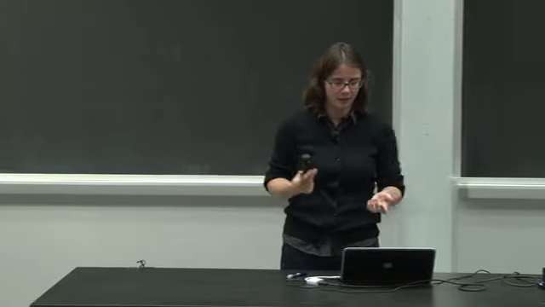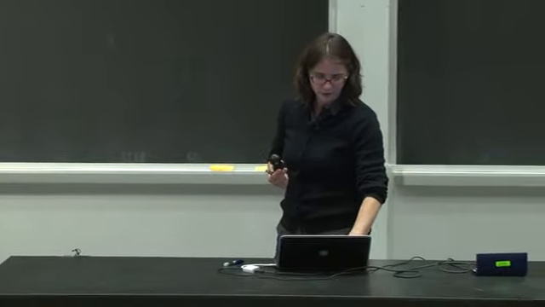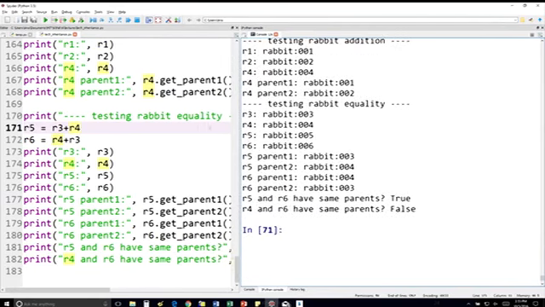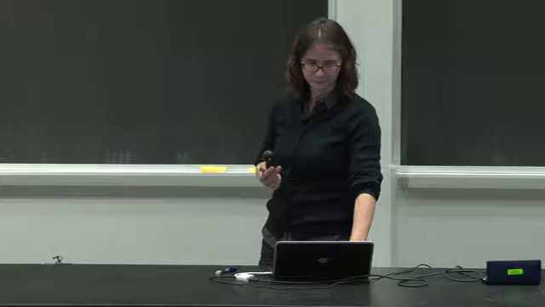The code in the lecture here shows you some tests about whether rabbits have the same parents, and I've created new rabbits here, R3 and R4, the addition of those two. R5 and R6 are going to have the same parents down here, True, but R4 and R6 don't.